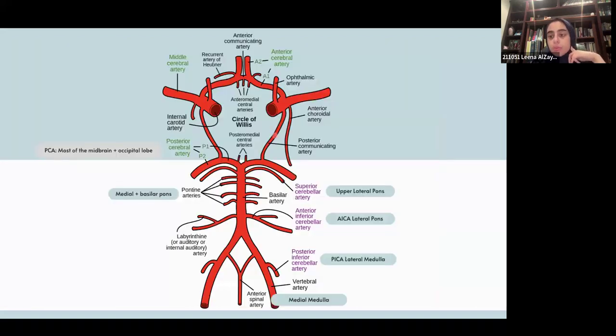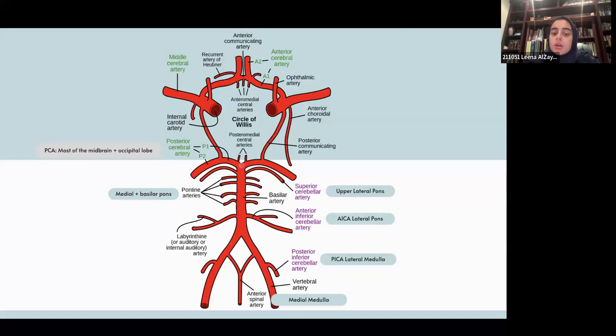Okay, this is the blood supply. I'm going to go over it. So basically over here, we have the 2 vertebral arteries. They also give out the anterior spinal artery and the posterior spinal artery, which we said supply the spinal cord. The anterior spinal artery supplies 2/3 of the spinal cord, and the posterior supplies 1/3. And then they combine together and create the basilar artery, which passes along the basilar groove of the pons.